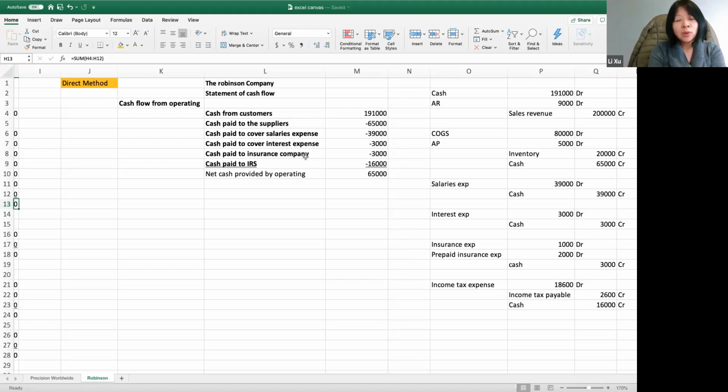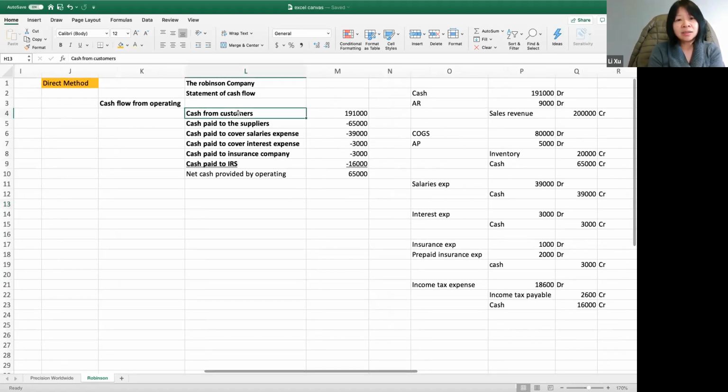Okay, so the relationship here is that everything you did in this direct method has to match the changes in the current assets or current liabilities. So say after you did all this homework, you find that some account on the balance sheet, in the current asset or current liability section, is not used, okay? Then that should give you a signal that something is wrong.